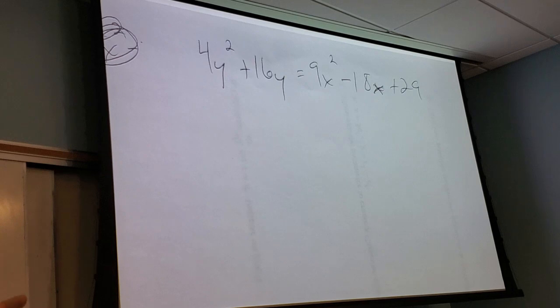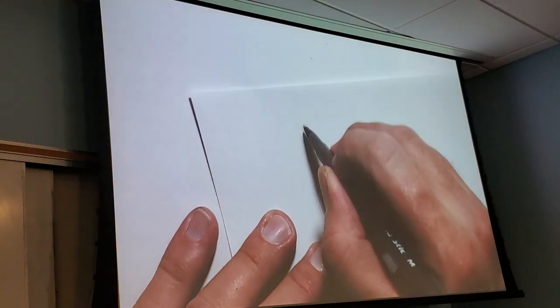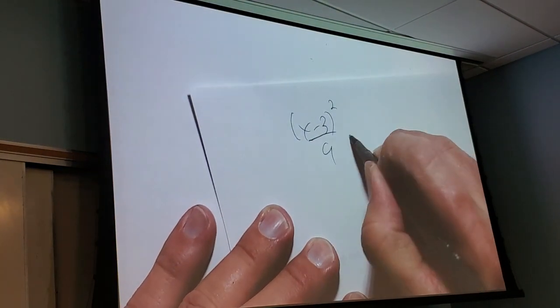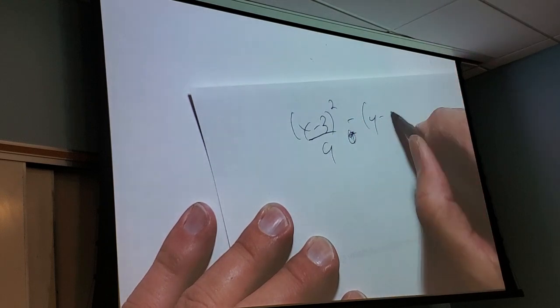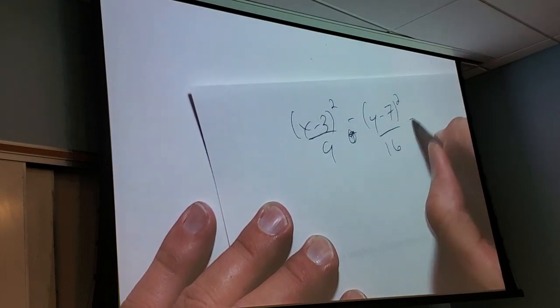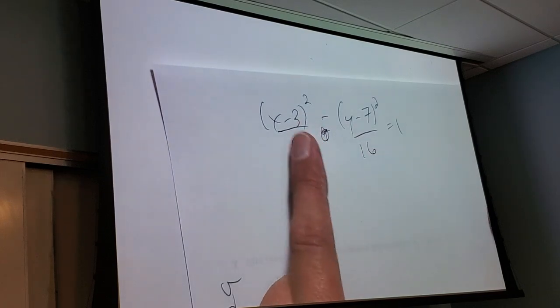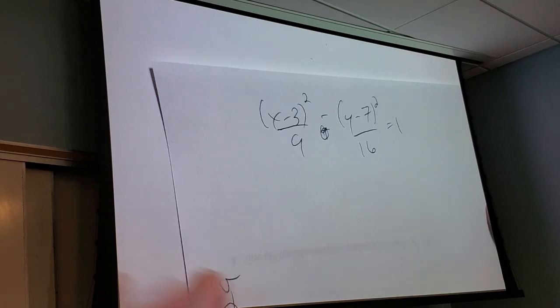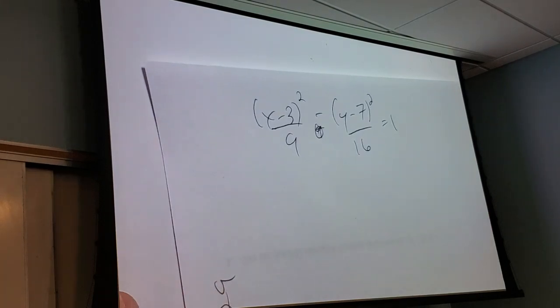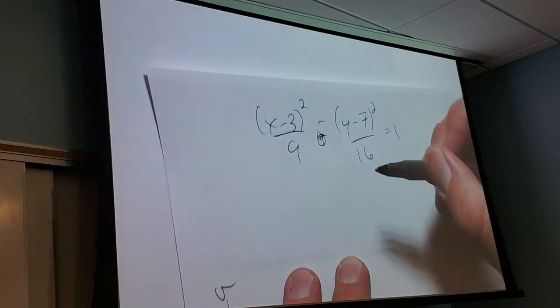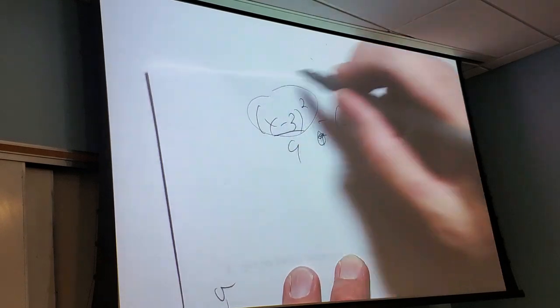So what do I do with this thing? I don't know. Don't you wish it looked like this, for example? Minus (y minus 7) squared over 16. If it looked like that, then I know everything, don't I? I know the center, I know how far it goes in the x, how far it goes in the y, blah, blah, blah, right? Okay, maybe. So what do I do to make these kind of things show up?